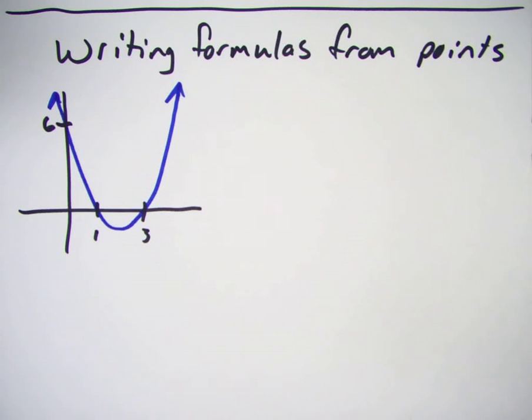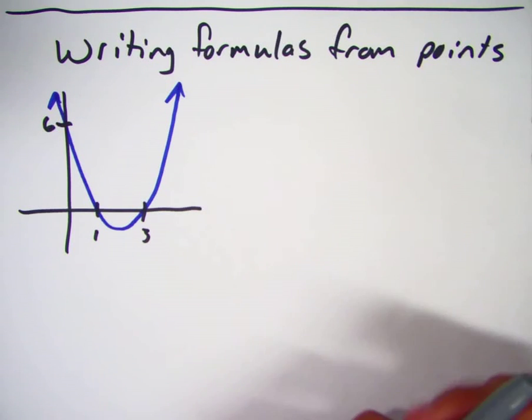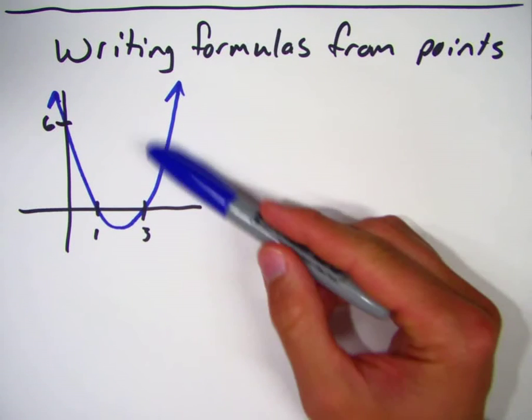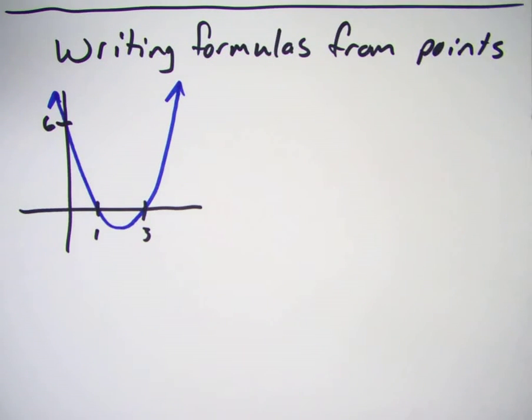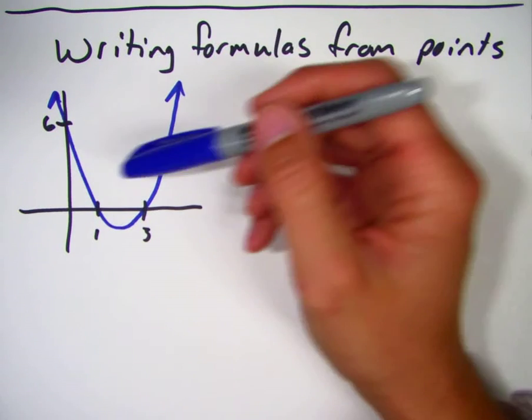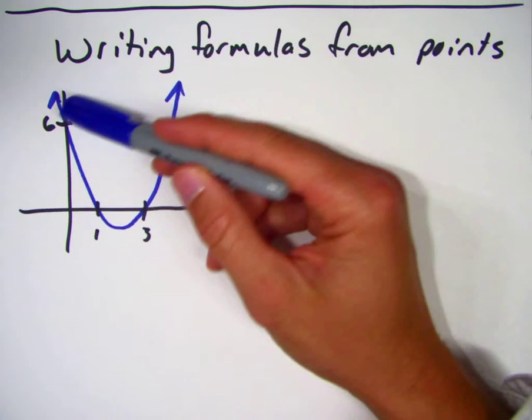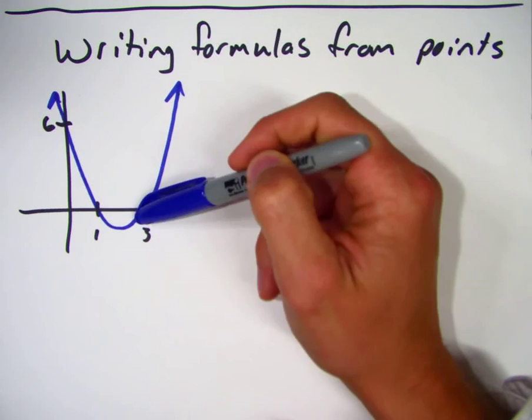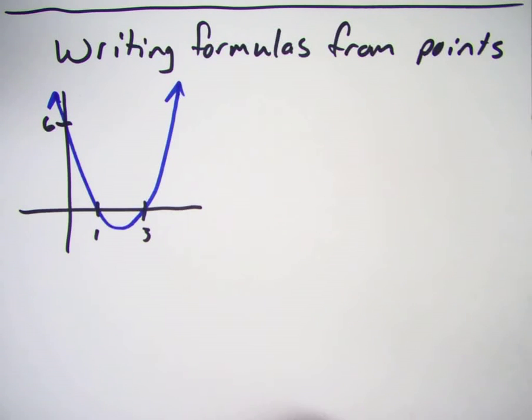All right, so when we're writing formulas for quadratic functions, one of the main things we need to do is find important pieces of information. So if we look at this graph in particular, if I wanted to write the formula for this function, what I first need to do is look at the y-intercept and then the x-intercepts. If I have all those pieces, this is going to be relatively simple.